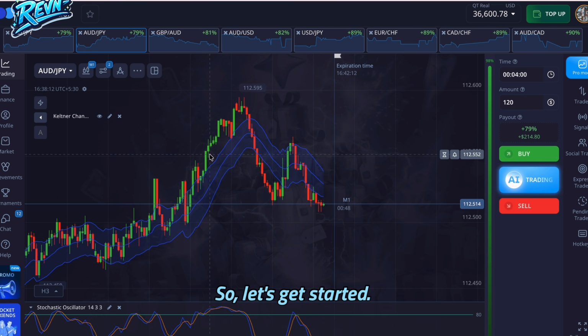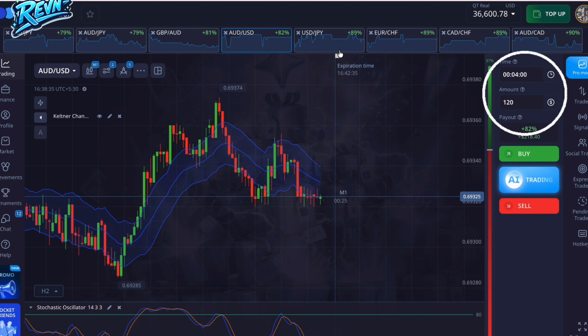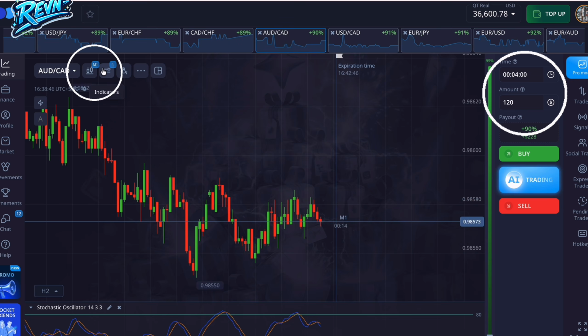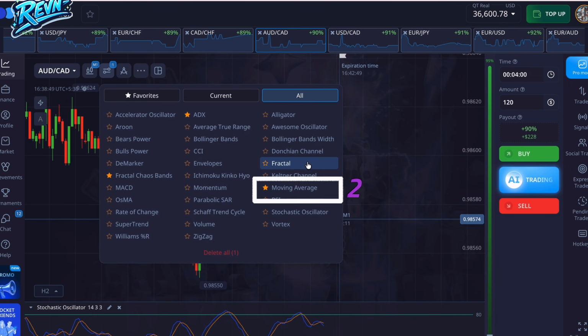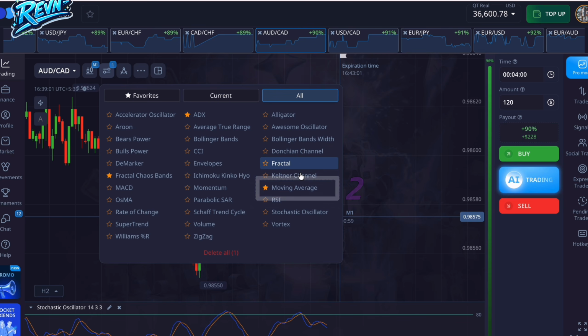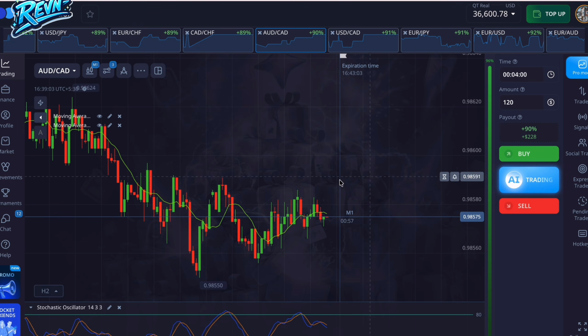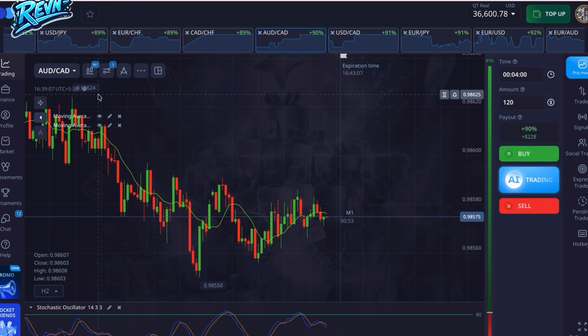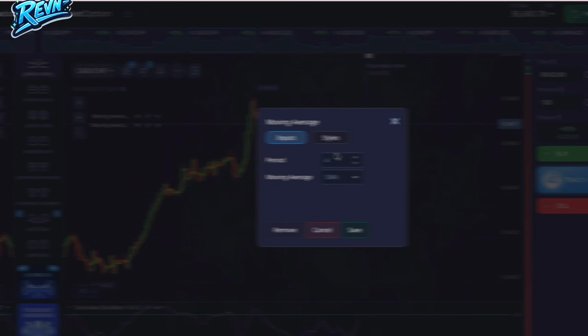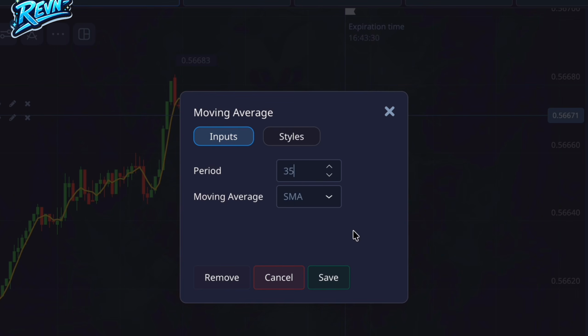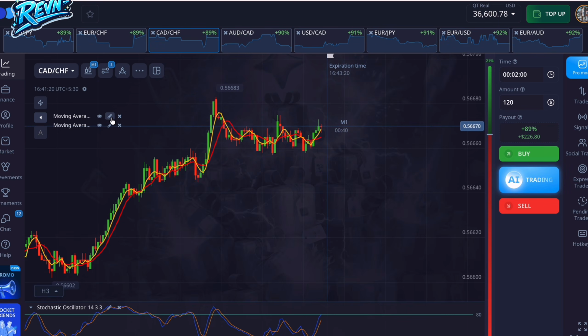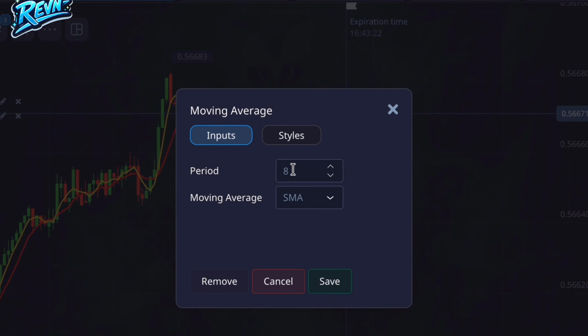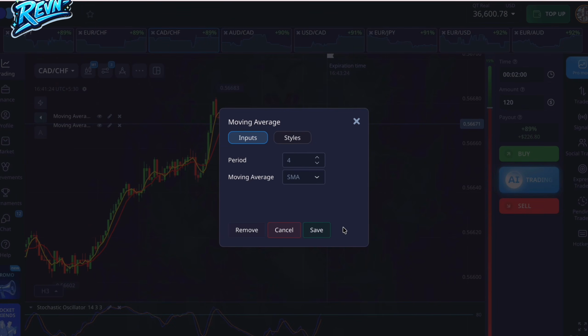So, let's get started. For a 4-minute observation chart, we need to use a 1-minute candle time frame and add 2 moving averages. Now, because we are using a longer observation window, we are going to adjust the settings. So, please look carefully at these settings. Here are the settings and style for the first moving average. Now, here are the settings and colors for the second moving average. Alright, let's see how this setup moves on the chart.